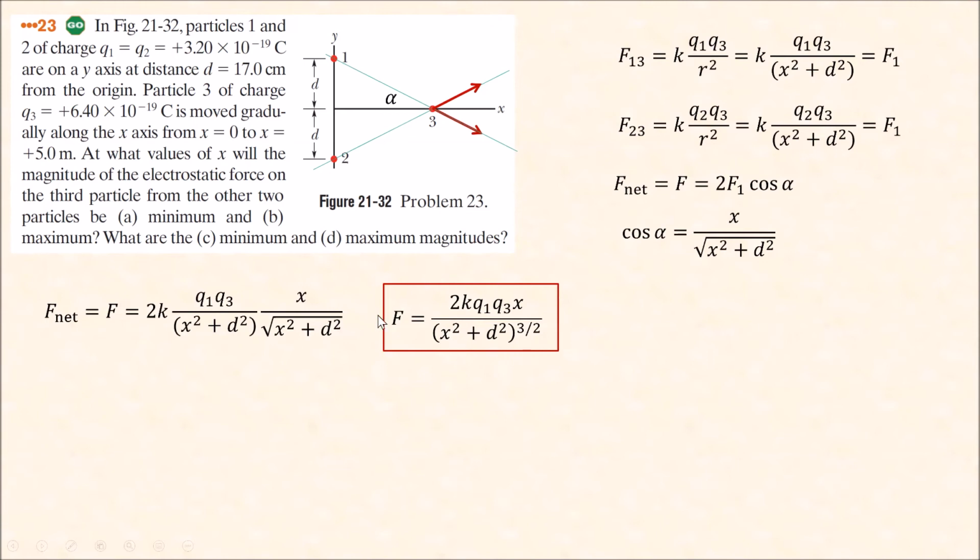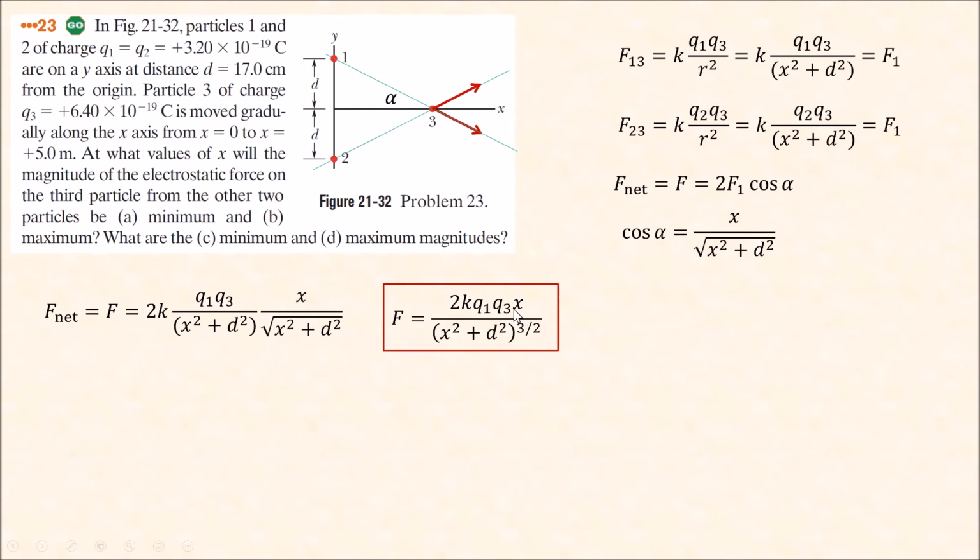Now the question is, at what value of x do we have maximum force? This force goes from 0 to non-zero, and then asymptotically goes back to 0. So where, at what x, does this F become maximum? As you know from calculus, in order to find the maximum value of a function, we set the derivative of that function with respect to the variable equal to 0. So we need to take the derivative of F with respect to x and set it equal to 0.